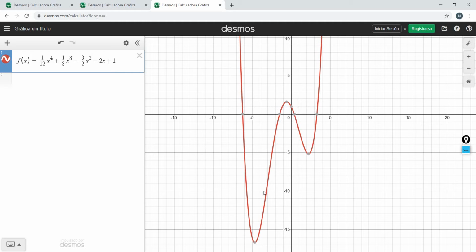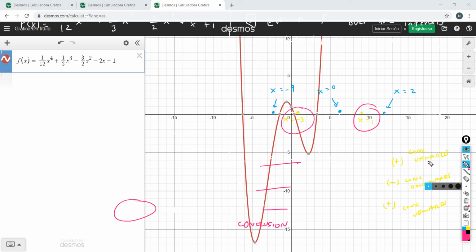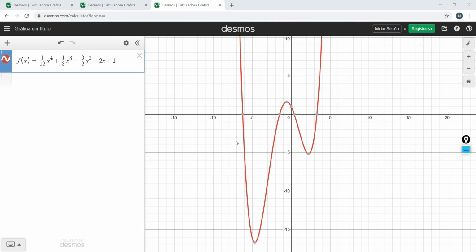I'm sorry, I said concave upwards first. I think I said downwards. Sorry, I don't know what I said. First it is concave upwards, and then at -3 over here, it changes to concave downwards, and at 1, right over there, it changes again to concave upwards, just like we said. Upwards, downwards, upwards. You see? Upwards, and then downwards, and then upwards again. And now you know the points of inflection.